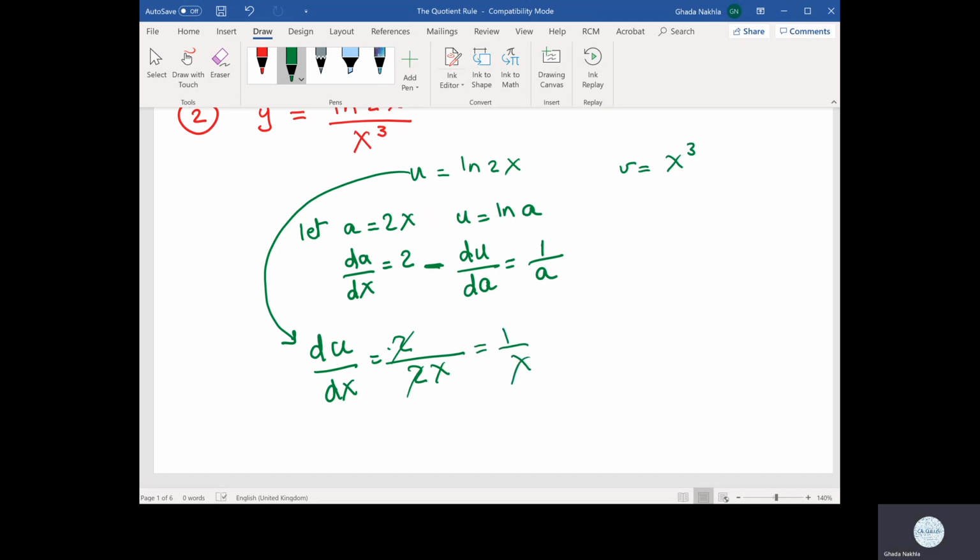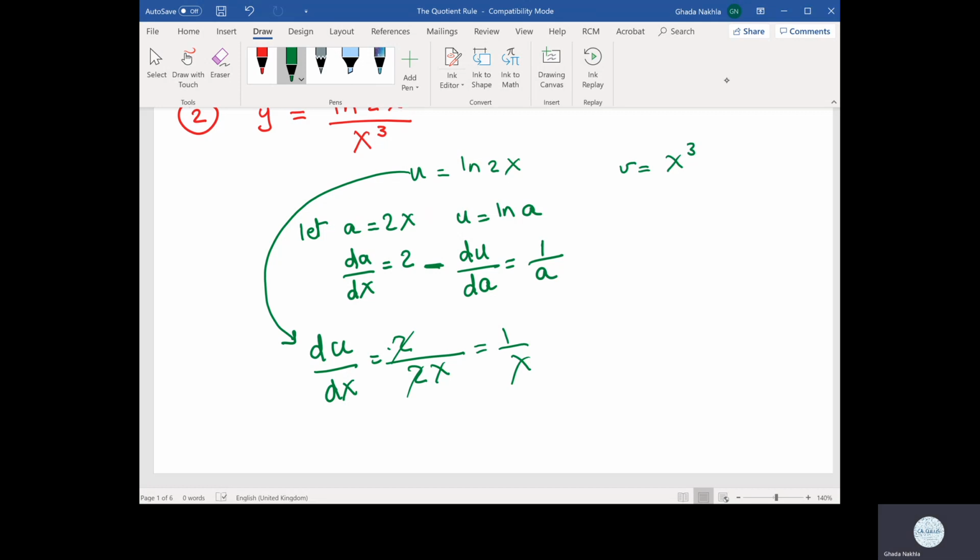So what did we actually find out? We just found out that the derivative of ln 2x is 1 over x. Do you reckon it will change if I have the derivative for ln 3x? No, it will still be 1 over x. So now I know that the derivative of ln kx is equal to 1 over x.